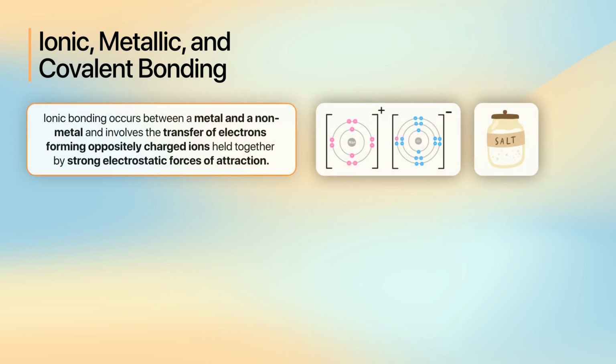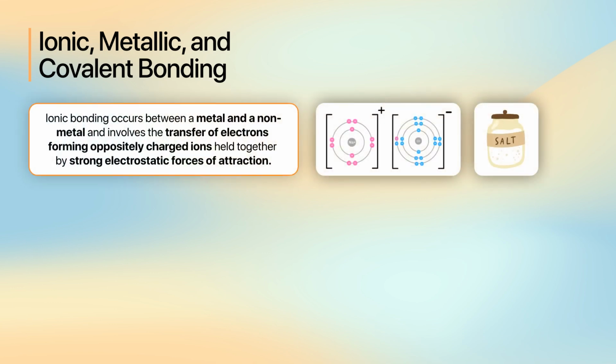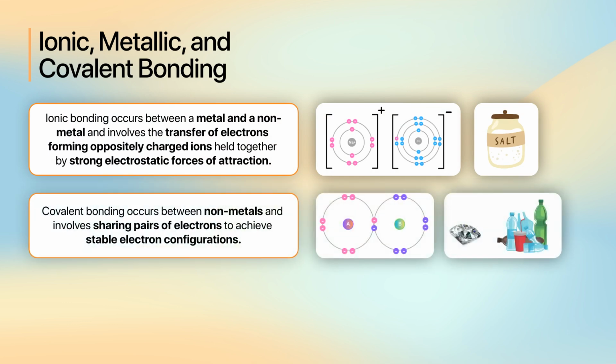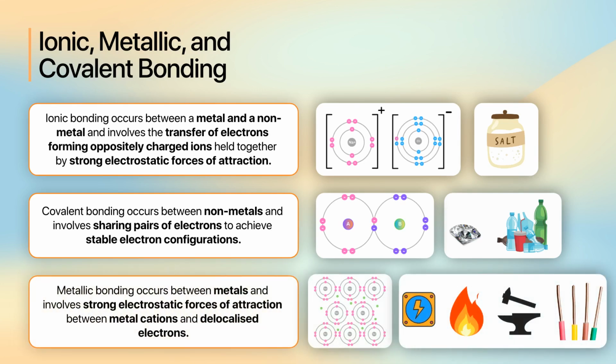In today's lesson, we delved into the three main types of chemical bonding: ionic, which occurs between a metal and a non-metal and involves the transfer of electrons; covalent, which occurs between non-metals and involves sharing a pair of electrons; and metallic, which occurs between metals.